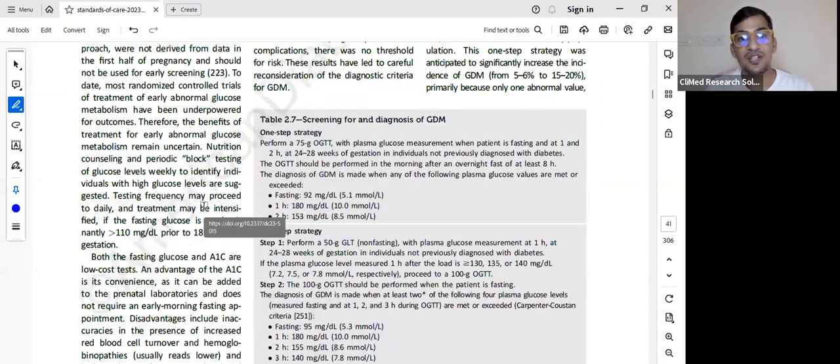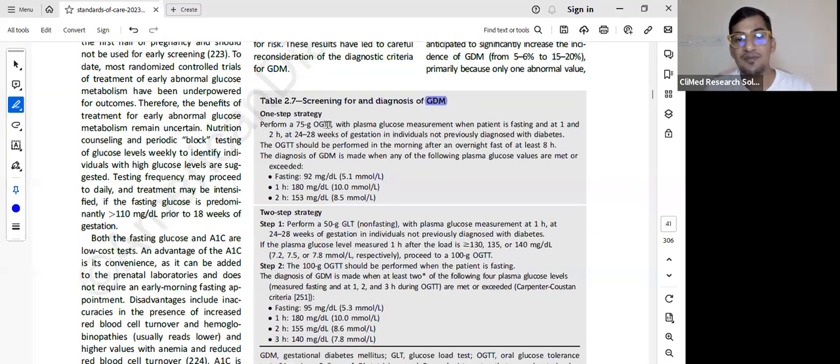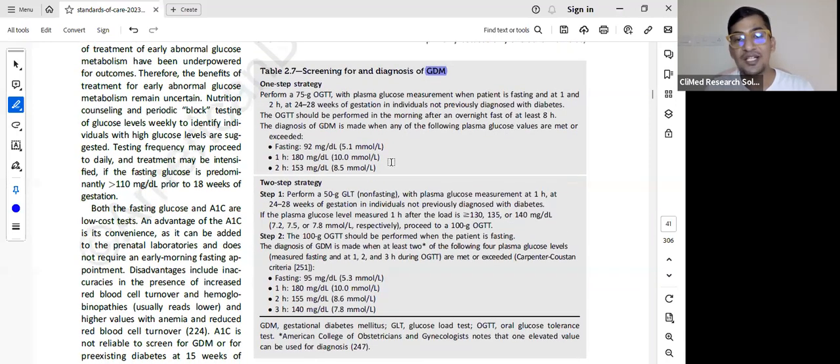And then screening for diabetes and GDM, gestational diabetes, as we were discussing yesterday. Perform a 75-gram OGTT or a 50-gram GLT, non-fasting, or GCT. These are the perfect criteria. Suppose I'm talking about GDM: perform a 75-gram OGTT with plasma glucose measurement when the patient is fasting and at 1 and 2 hours, at 24 to 48 weeks of gestation in individuals, right?